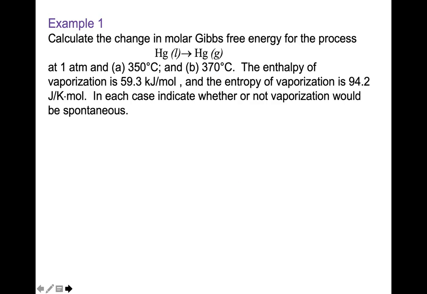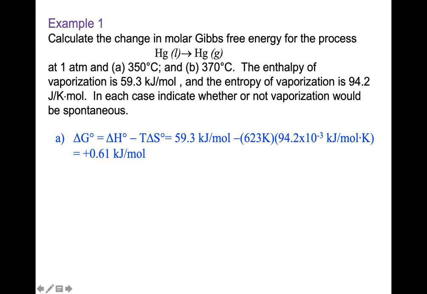So let's look at how this affects the phase changes, right? Our simplest kinds of chemical reactions, we can think about our phase changes. In this example, we calculate the change in molar Gibbs free energy for the process of liquid mercury becoming gas phase mercury. So we're going to look at that in two ways: first at 350 degrees Celsius and then at 370 degrees Celsius. And think about which one would be spontaneous.